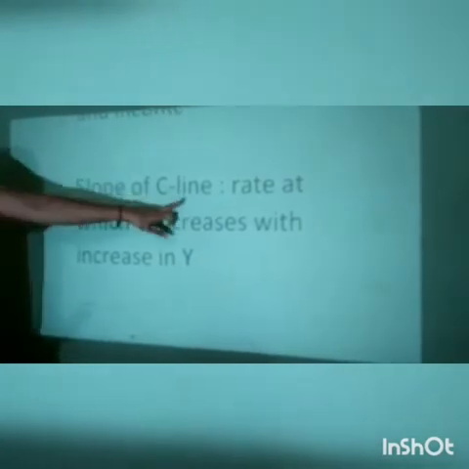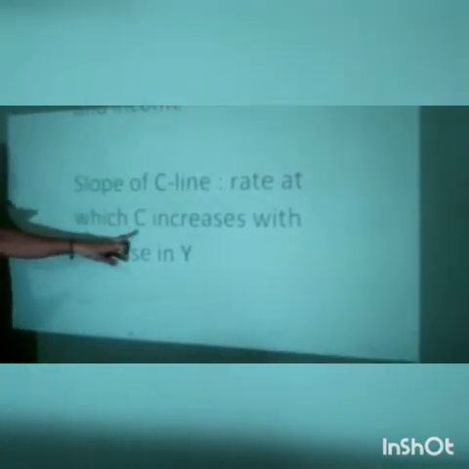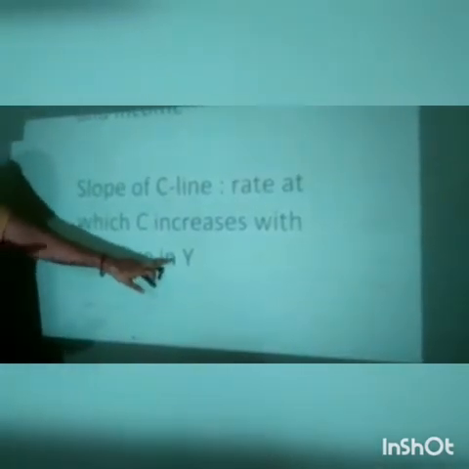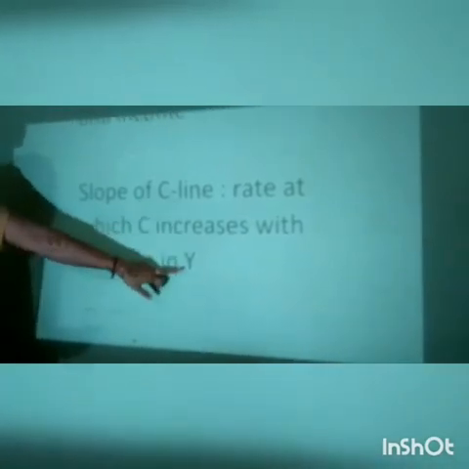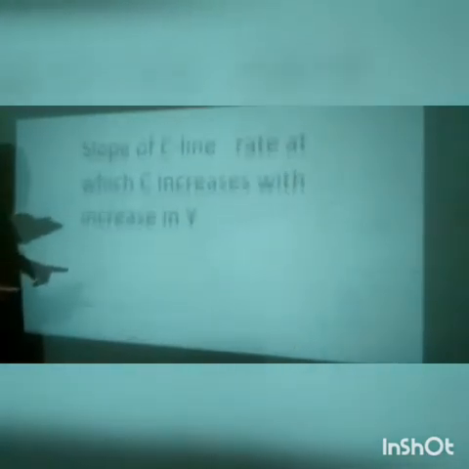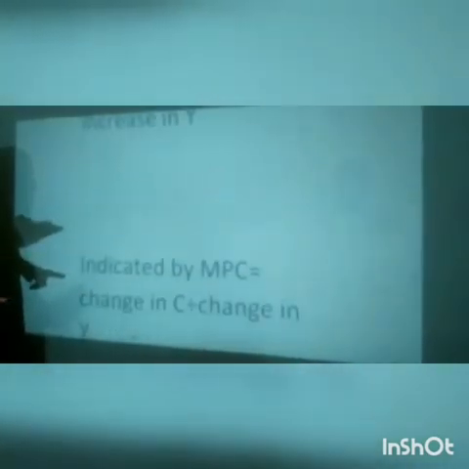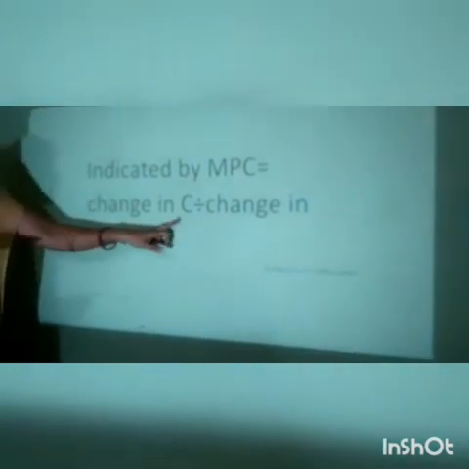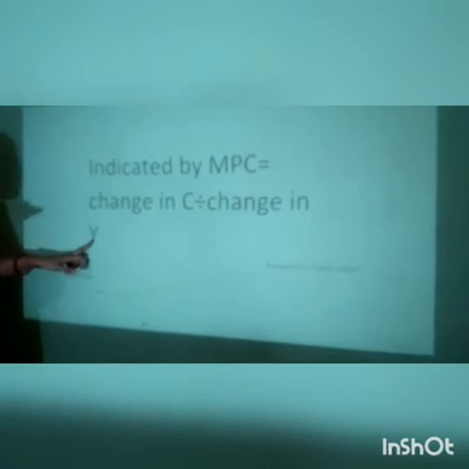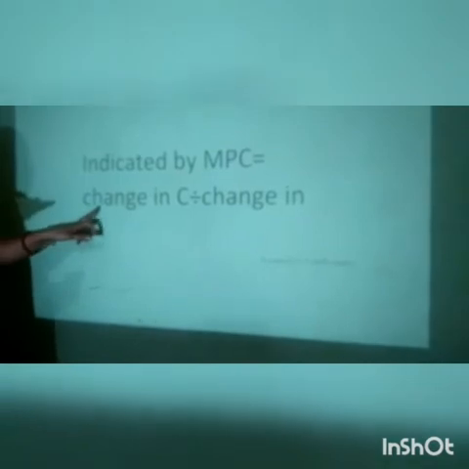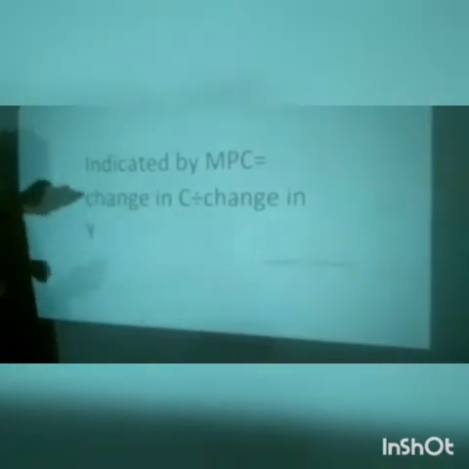The slope of C line refers to the rate at which C increases or changes with the increase in income or change in income. Means the rate at which C changes with the change in income is known as slope of C line, and also known as the MPC, means marginal propensity to consume. It is indicated by MPC. Change in C divided by change in Y, means where we want to measure MPC, then it is a ratio between change in consumption divided by change in income.